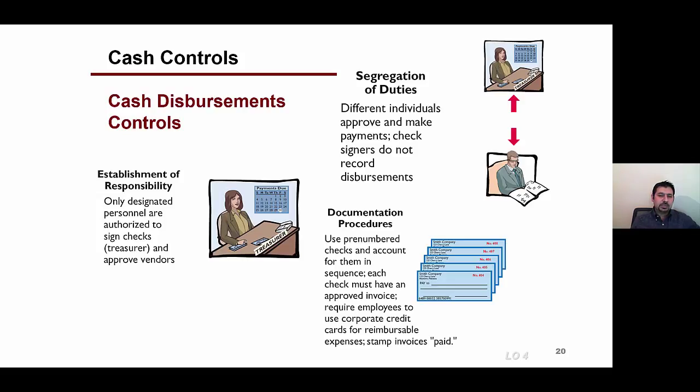Here again, establishment of responsibility. We need to make sure that only people who are authorized to sign the checks have access to them and can sign them. For example, segregation of duties, again, that the people who sign checks do not also record the disbursement to avoid any foul play. People who approve and make the payments should be different. Documentation procedures to make sure that the checks are numbered and they are all accounted for. No payments are done without invoices, etc.